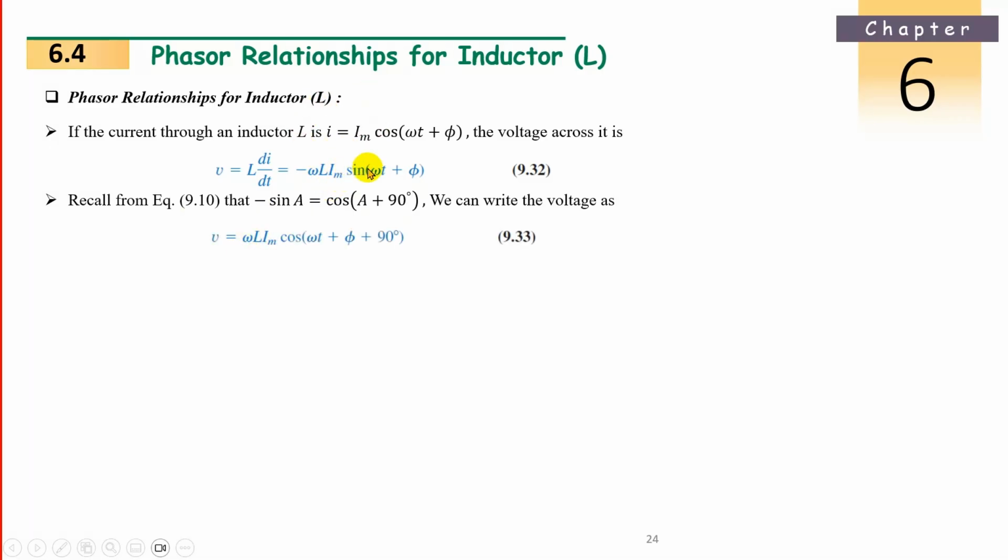So we can write minus sin(omega t plus phi) as cos(omega t plus phi plus 90 degrees). Because of this minus term, minus of minus becomes plus. So the voltage of this equation will become omega L Im cos(omega t plus phi plus 90 degrees). So now it is in the same format, Im cos omega t in the same format. Okay, now convert this into phasor. How will we convert this into phasor?